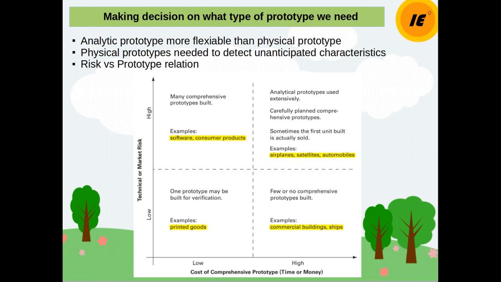But now let's move to the case where the technical or market risk is high but the cost of the comprehensive prototype is low. Maybe I'm explaining it in a different way. The y-axis should be the risk, basically that it is going to fail, that whatever idea you are proposing, there is potential that because of the complexity it will fail.